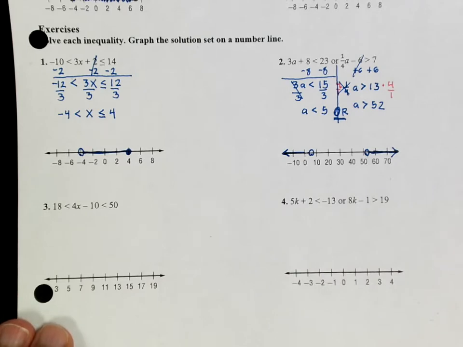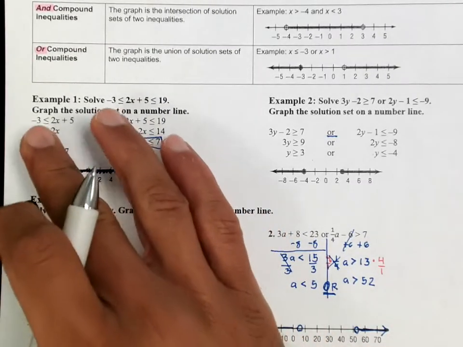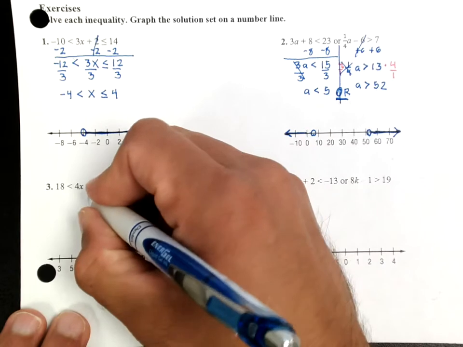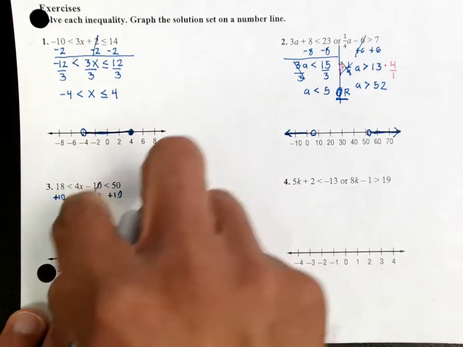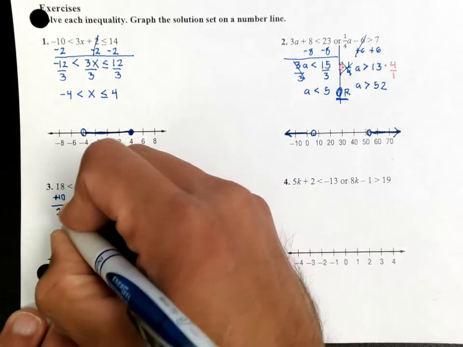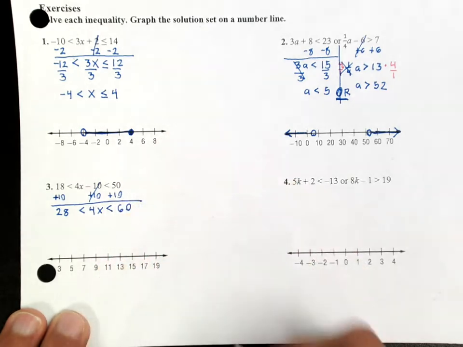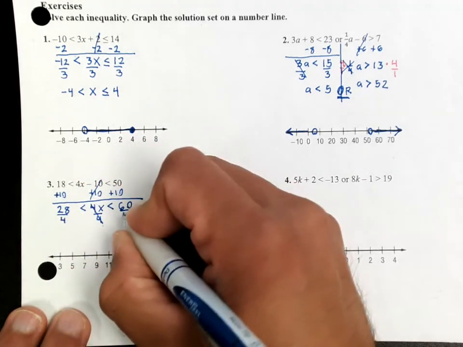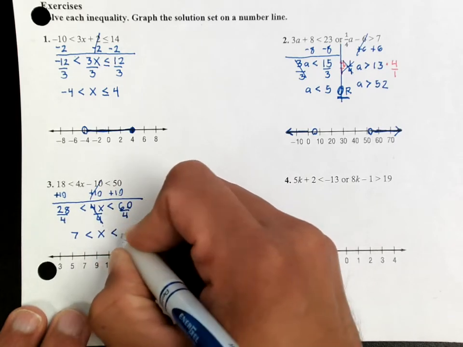Now, assuming that you have tried that one, all right, let's quickly do it. Now, again, remember, you can do this like example 1, where you write both equations like that, or you can do it all at the same time like I am. So I'm going to start off by adding 10, and I'm going to add 10 to both sides. By both sides, I mean that one and that one. So that's going to give me 28 is less than 4x, which is less than 60. All right, now I'm going to divide by 4. So this is a 7 is less than x, and x is less than 15.